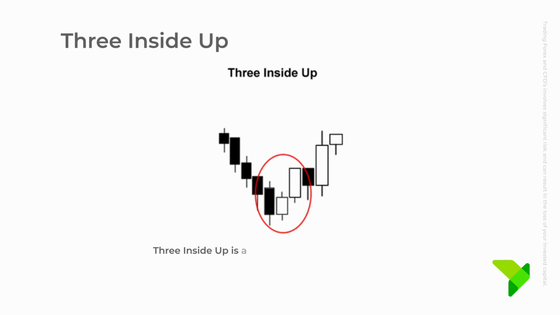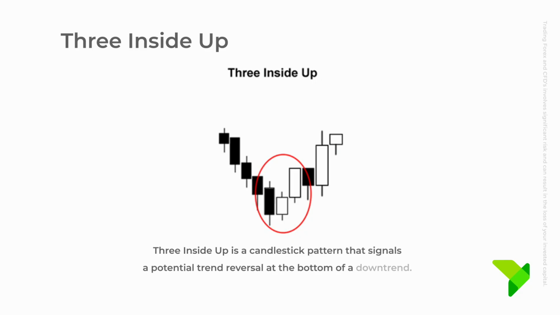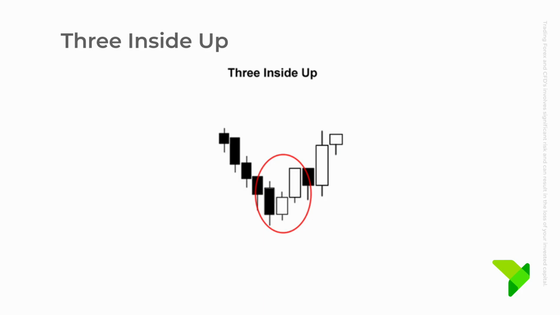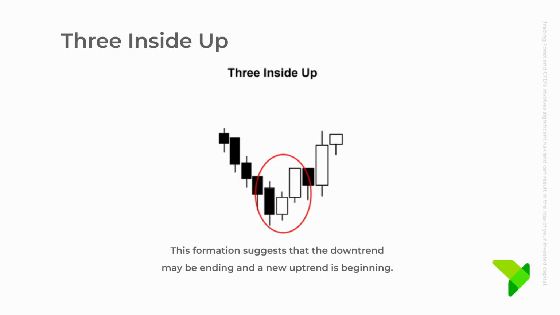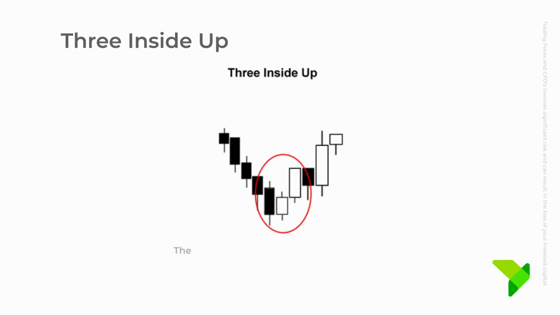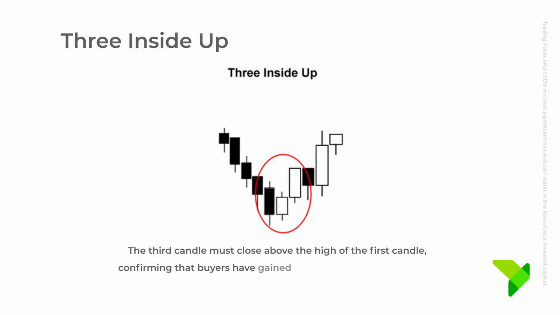3 inside up is a candlestick pattern that signals a potential trend reversal at the bottom of a downtrend. This formation suggests that the downtrend may be ending and a new uptrend is beginning. The first candle is a long bearish candlestick located at the bottom of the downtrend. The second candle rises to at least the midpoint of the first candle. The third candle must close above the high of the first candle, confirming that buyers have gained strength over the downtrend.